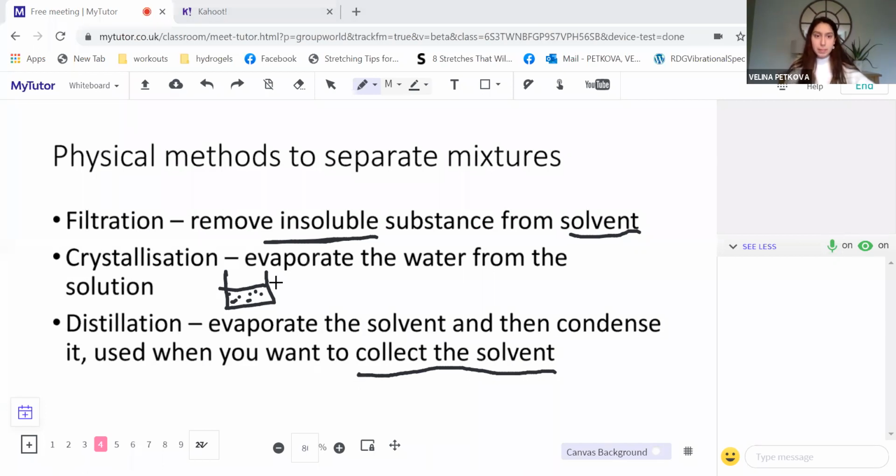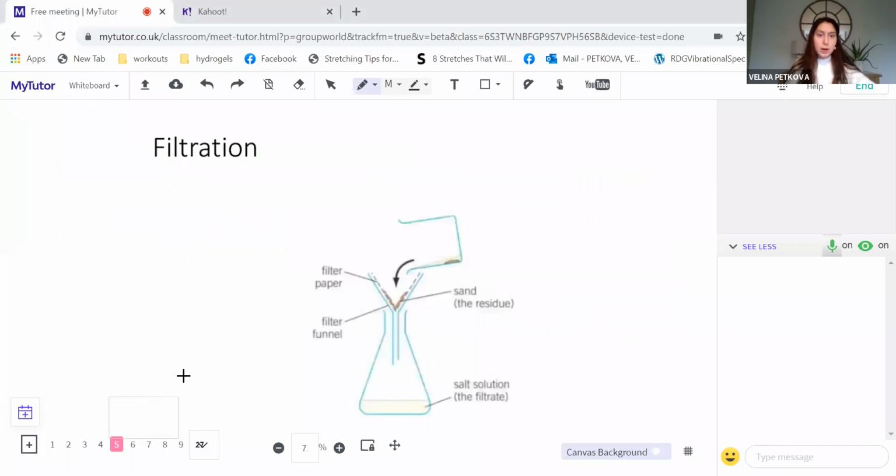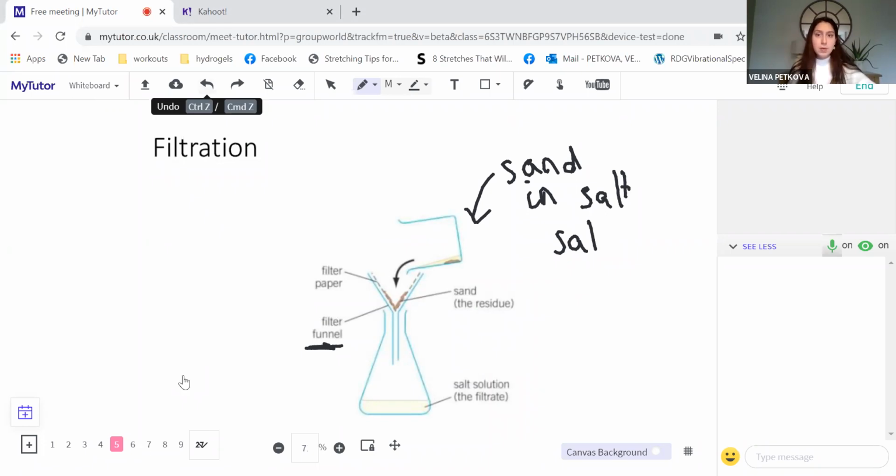Let's talk about filtration first. How does it work? We have the funnel, and here we've got a mixture of sand and salt solution. Our method is to get rid of the sand, because we're able to do that by filtration.